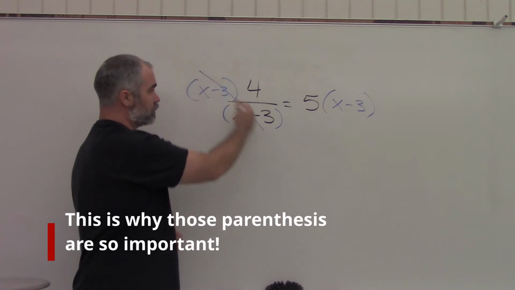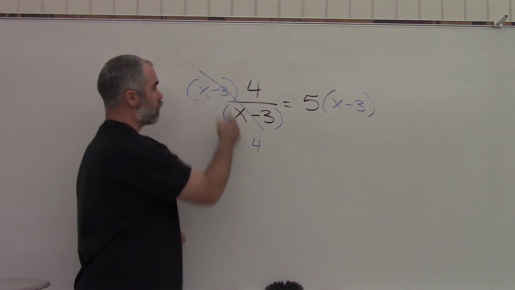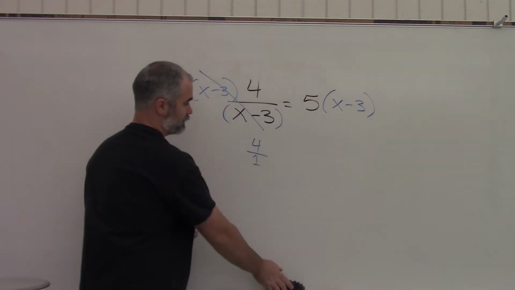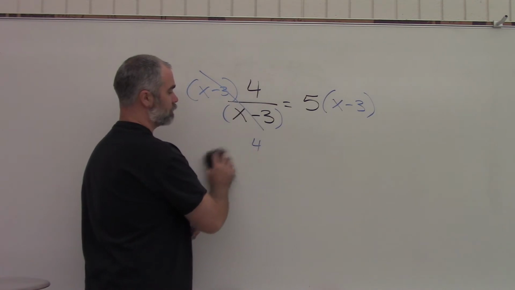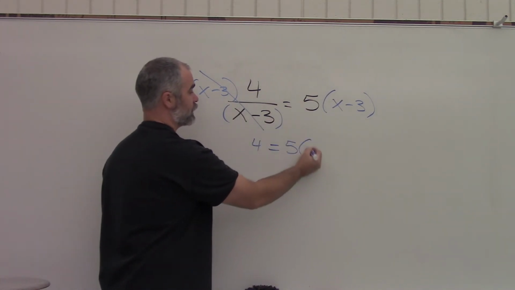So this totally cancels out, and all that's left is the 4 over 1 if you'd like. But again, you don't need to write that. It's a ninja 1, so I'm just going to leave it as 4. And over here we have 5 times x minus 3.